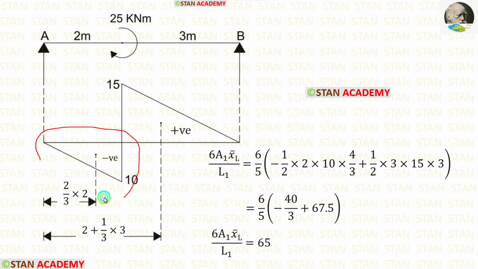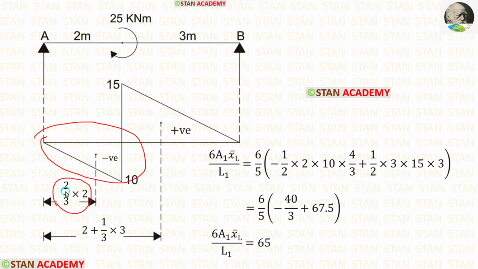First, let us take this triangle. Since it is below the line, we have to mark it negative. We know the area formula of the triangle, half into breadth into height. Here the breadth is 2 meter, height is 10. Using that we will get the area. For this triangle, the centroid distance towards the left is 2 upon 3 into breadth. 2 into 2, we will get 4. So the centroid towards the left is 4 upon 3.